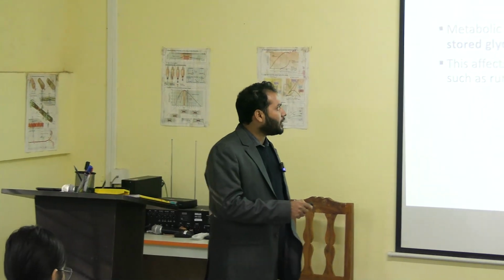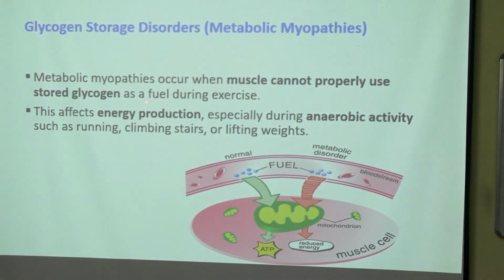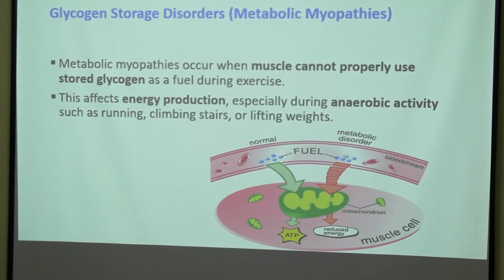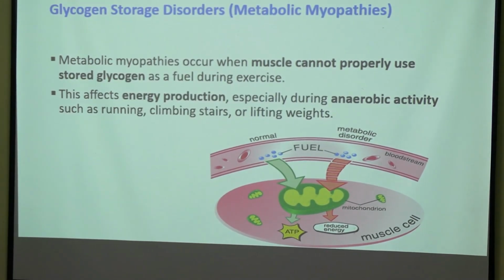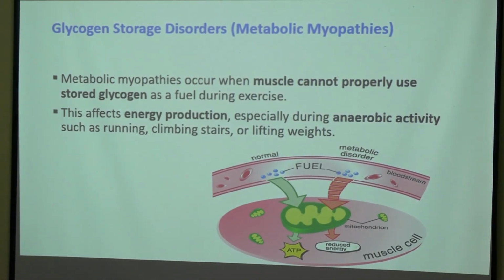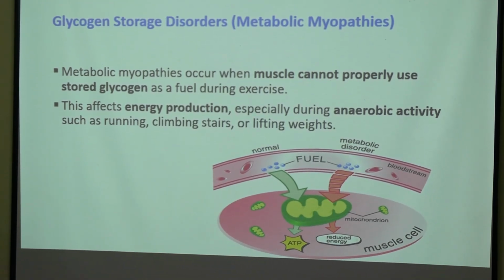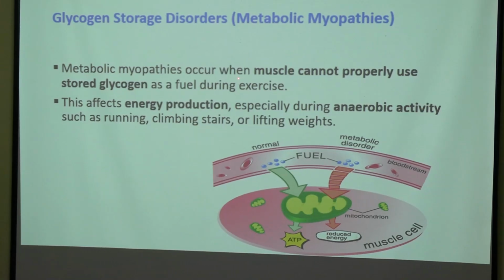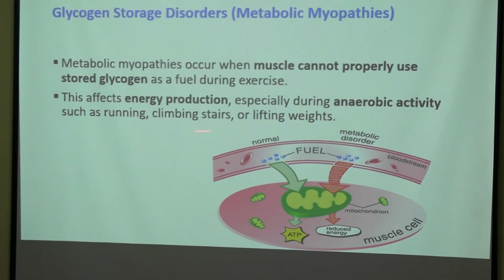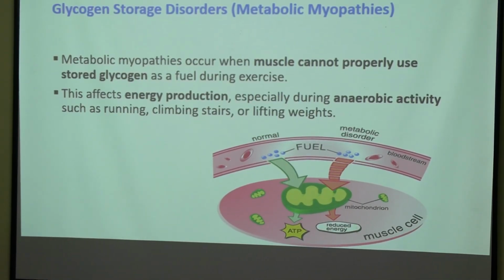So you can see in metabolic myopathies, it occurs when muscles cannot properly use stored glycogen as a fuel during exercise. Yes, as I mentioned, the source of energy. यहाँ पर source of energy क्या है? Stored glycogen. Though there is an availability of the stored glycogen, the muscle cells are unable to utilize that stored glycogen as a source of energy during exercise. This affects energy production, especially during anaerobic activity such as running, climbing, as well as weight lifting, right?